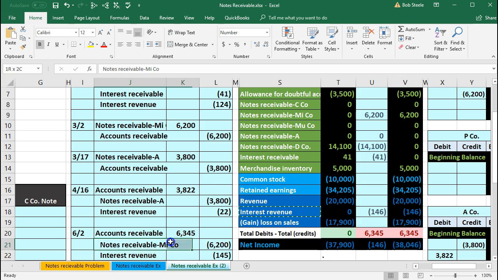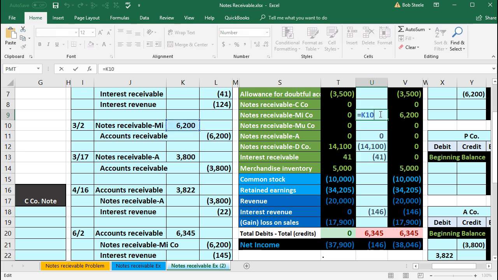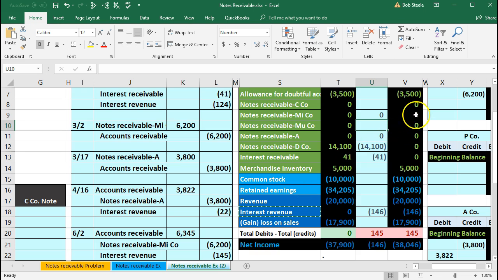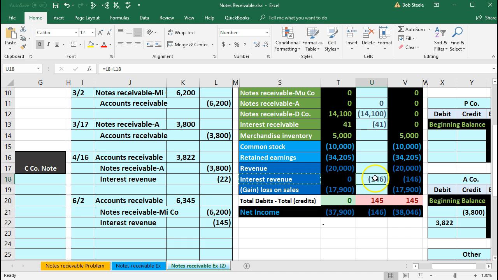Then we're going to go to the notes receivable here. That's here, notes receivable. It's going to go down. Double clicking on U9, go to the end of it, and plus, pointing to that 6,200, bringing the balance down to 0. Then the interest revenue here in U18, double clicking U18, going to the end, plus, pointing to that 145, and enter, bringing the balance up, and bringing net income up.